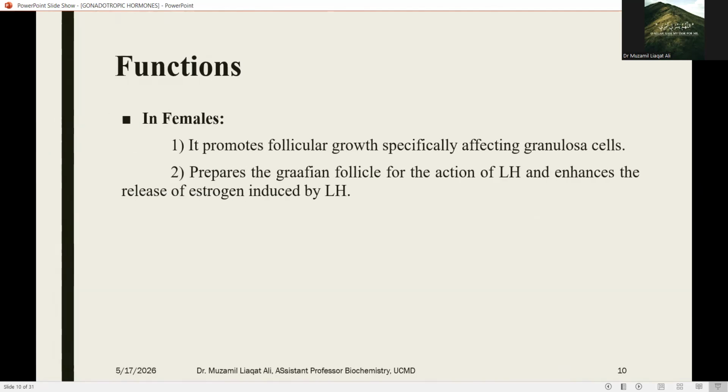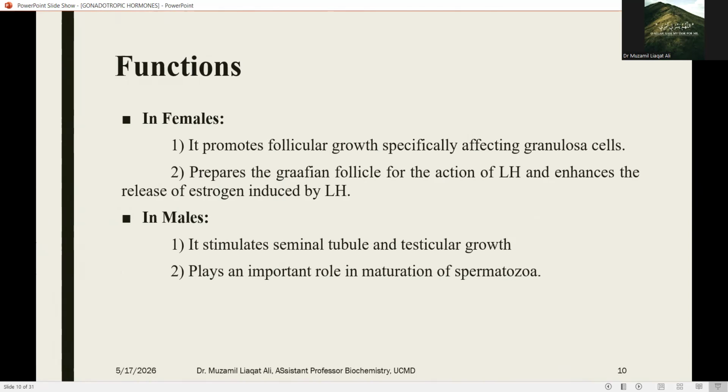Let's have a look at the functions of FSH. First of all, in females, it promotes follicular growth by acting on the granulosa cells, and prepares the graafian follicle for the LH surge. And lastly, it enhances estrogen production by the action of aromatase induction in granulosa cells. So elevated FSH indicates poor ovarian reserve and or premature ovarian failure.